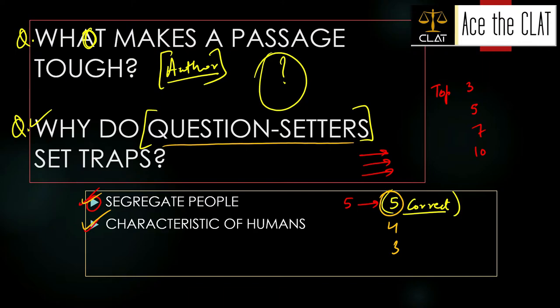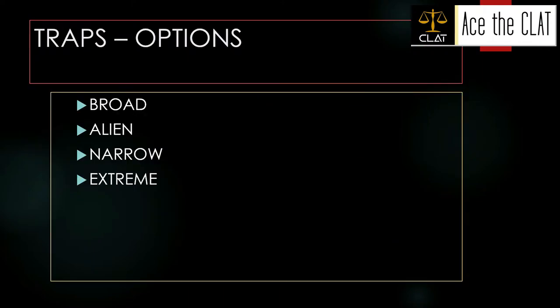All right, now let us move to the gist of this video, which is talking about the traps. All right, so there are 3 kinds of traps, as I said. The first one can be set in the options, the second one can be set in the questions, and the third can be set in passages as well. In this slide, we will explore the bane options. All right, the broad, the alien, the narrow, and the extreme. The meaning or the idea behind these words is pretty clear from the words themselves.